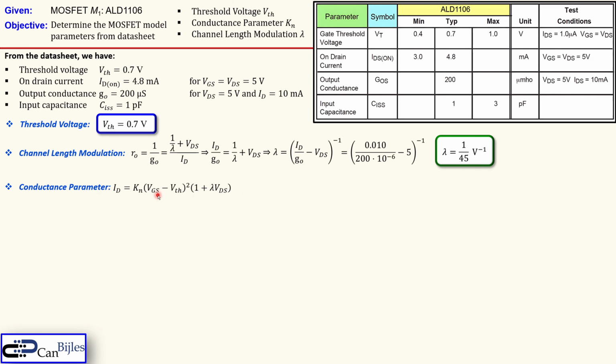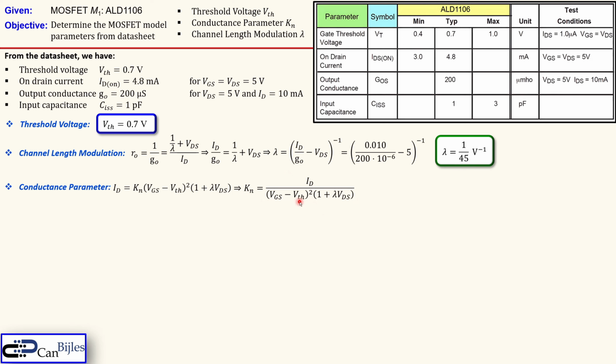We see here the Kn, the VGS, the threshold, and a lot of parameters. Which ones do we know and which ones do we not know? We actually know everything here except Kn. So let's look at the condition for the on-drain current, because that's the condition we need. I have written this isolating Kn. So you see here ID over this complete part that's shown here. Do I know ID? Yes, that's 4.8 milliamps. Do I know VGS? Yes, that's 5 volts.